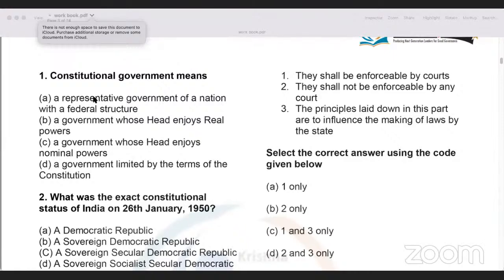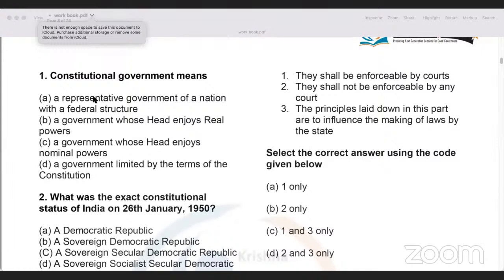So a representative government of a nation with a federal structure is not the definition. Representative government here means parliamentary government of a nation with a federal structure, which is a wrong statement. It's a definition of the parliamentary government with a federation. The second statement says a government whose head enjoys the real powers, and another says a government whose head enjoys the nominal powers. Taking together A, B, and C, they are the elements of the parliamentary form of government.